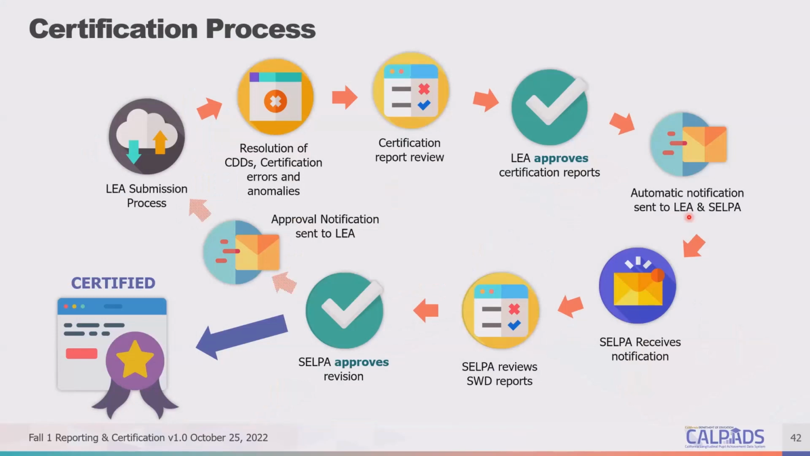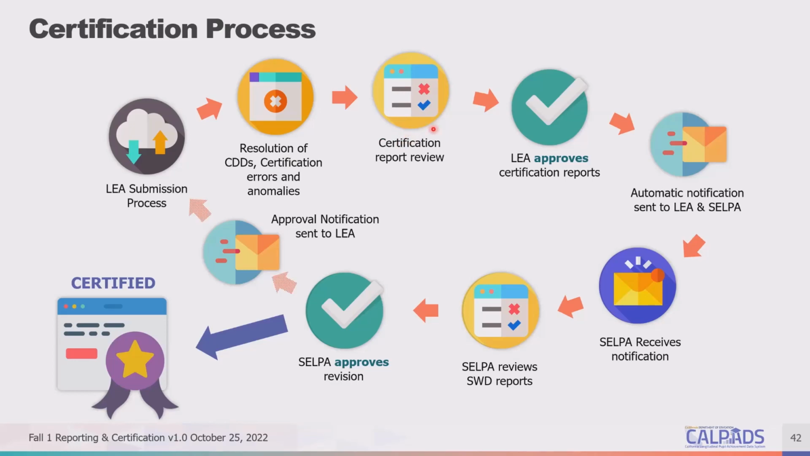Okay, so here is the process of certification. Again, as I've mentioned, you submit your data. Once all of the data are in CalPADS, they were posted with no errors. Then, of course, you have to go through the resolution process of any certification errors and CDDs and anomalies. And then once all of those are cleared, that's the only time it makes sense to review your reports, because you shouldn't go directly through reports and review them without making sure you have zero errors. Otherwise, some of those students will not be included on your reports.